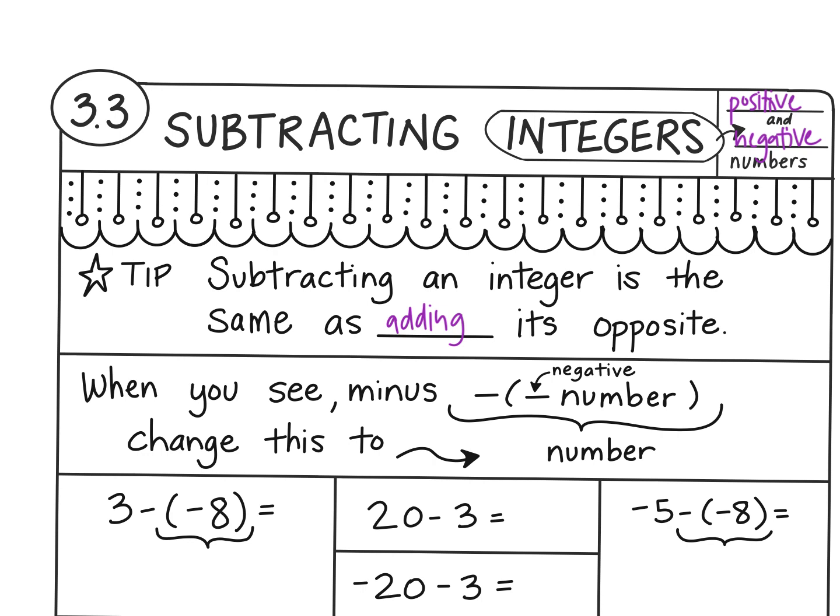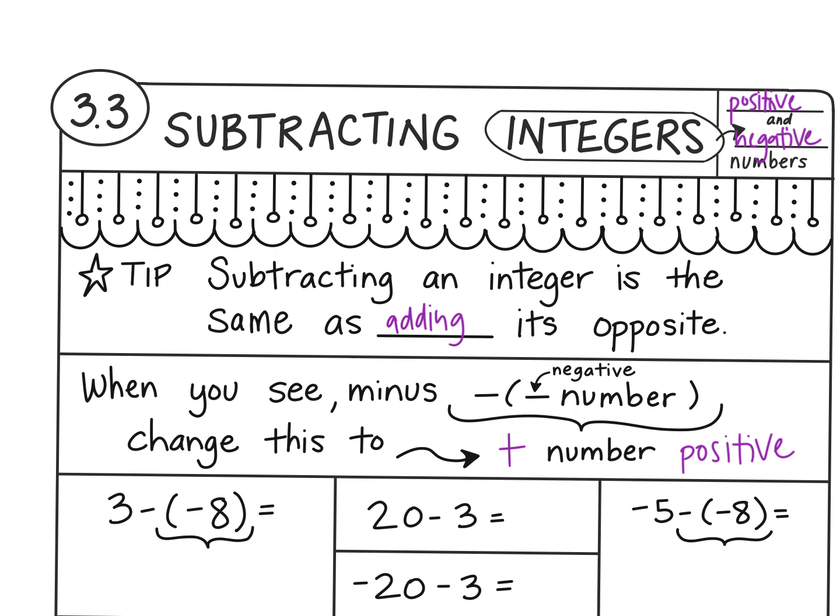So when you see minus a negative, you are actually going to change this to plus a positive number. Okay, so if it's minus a negative, you are now going to plus a positive. I used to call it keep, change, change when I taught 6th grade before. I would name it keep, change, change.